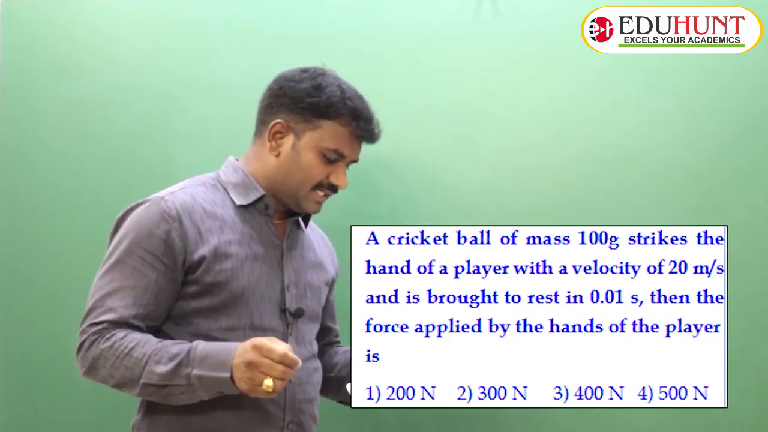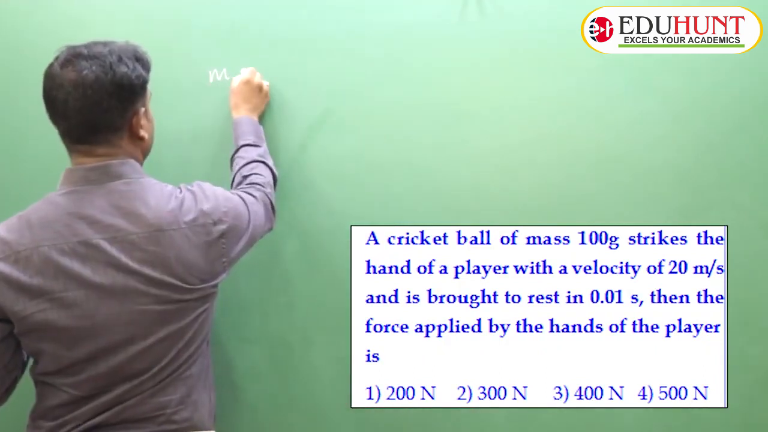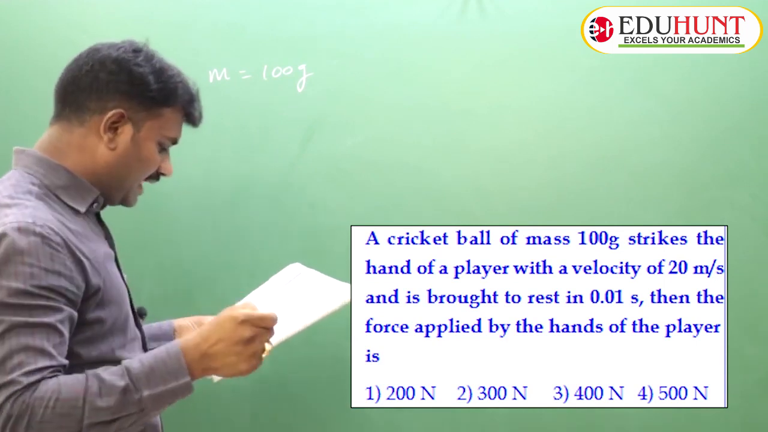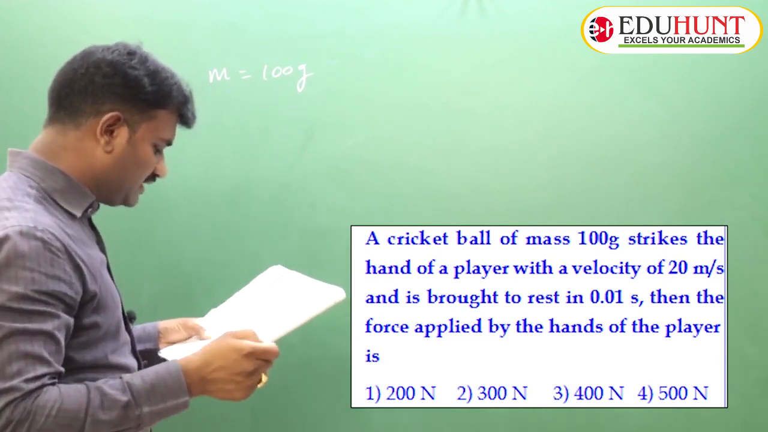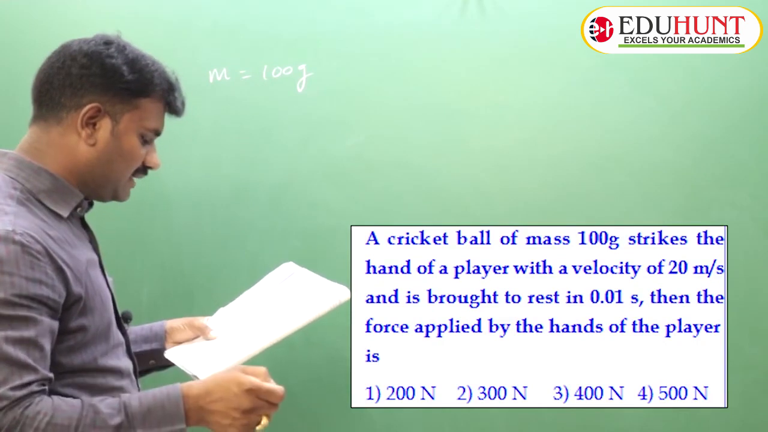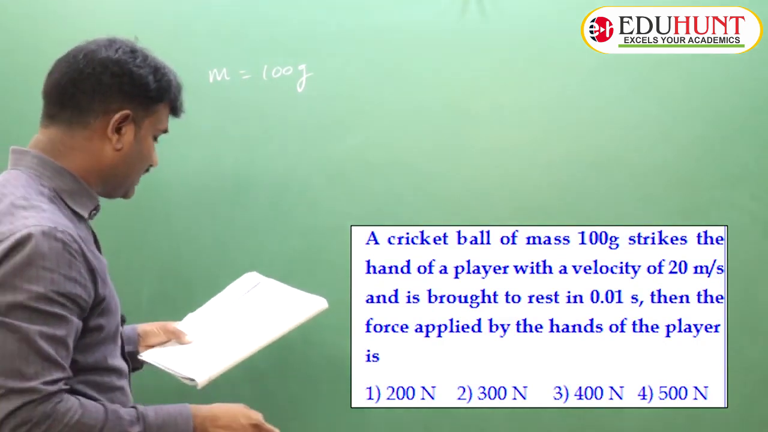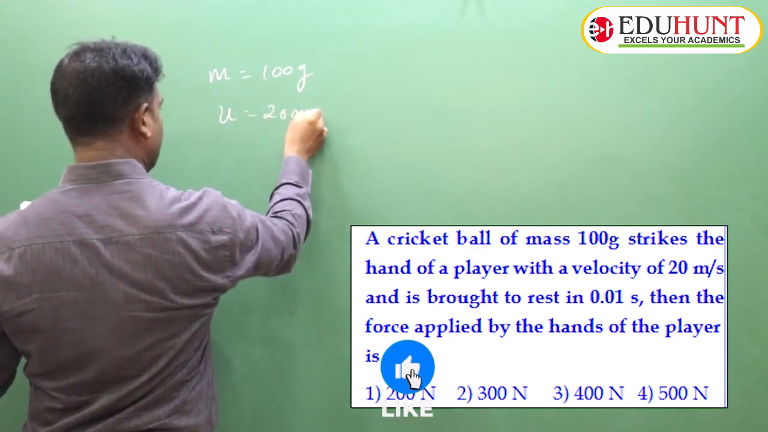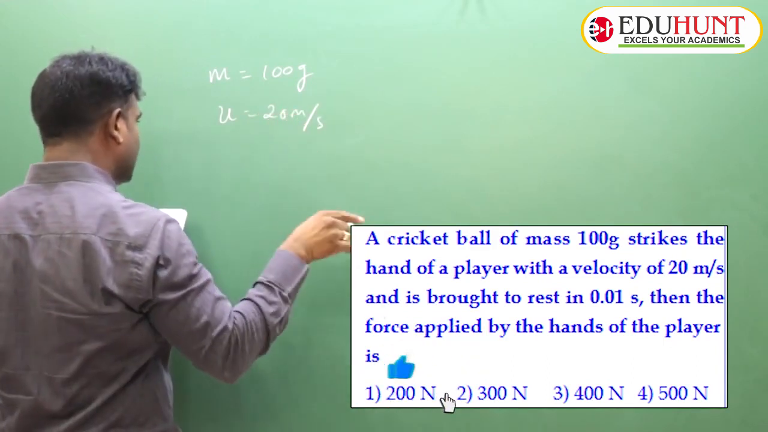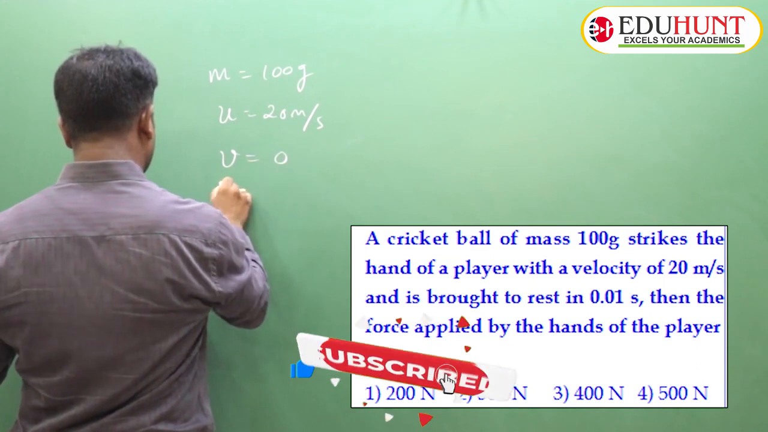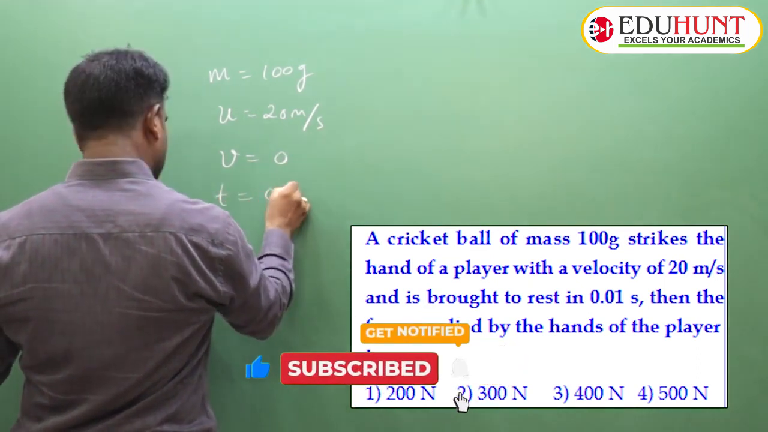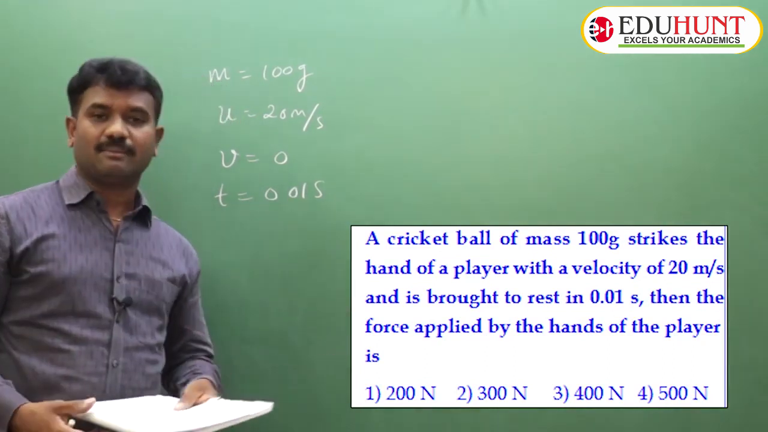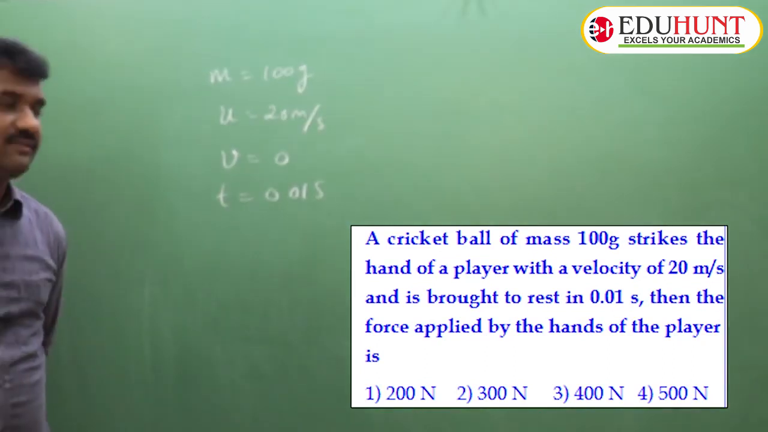A cricket ball of mass 100 grams strikes the hand of a player with a velocity of 20 meter per second and is brought to rest in 0.01 seconds. So it hits with a velocity of 20 meter per second and comes to rest, v equal to 0, during a time span of 0.01 seconds. Then we are asked to find the force applied by the hands of the player.